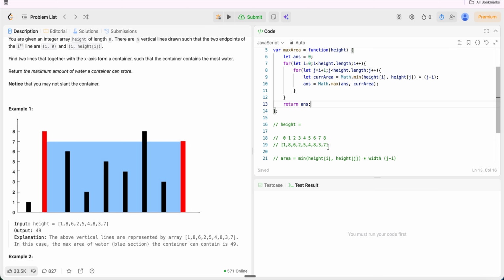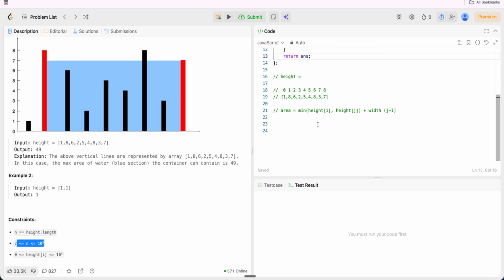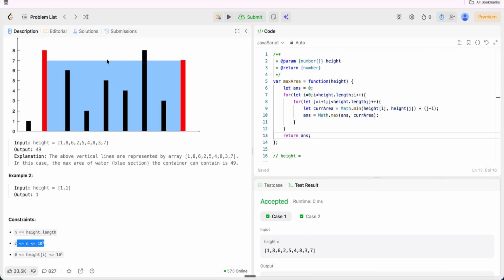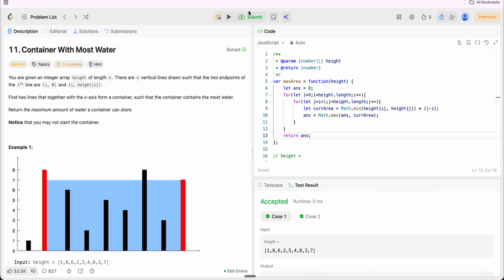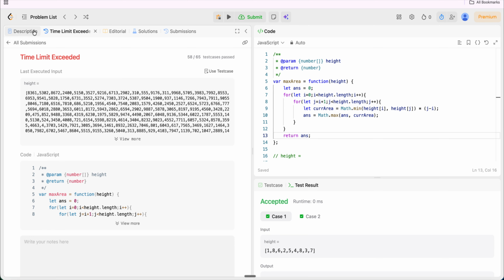Obviously this solution should not work because the time complexity is big O of n square and it does not fit into our time constraints. So let's try to run this solution and see. Okay, let's submit it. It should give us time limit exceeded because of the constraint.